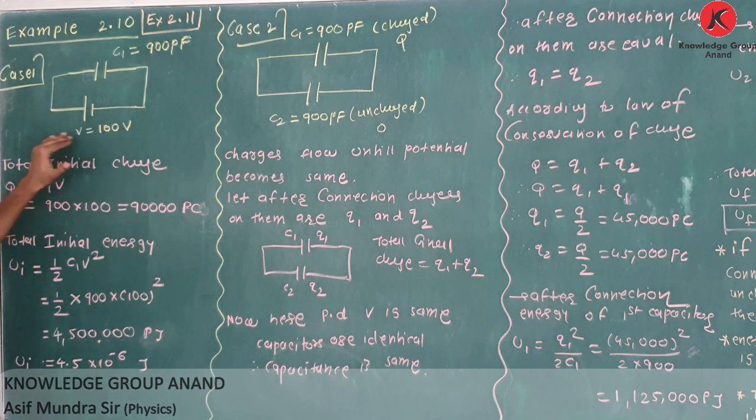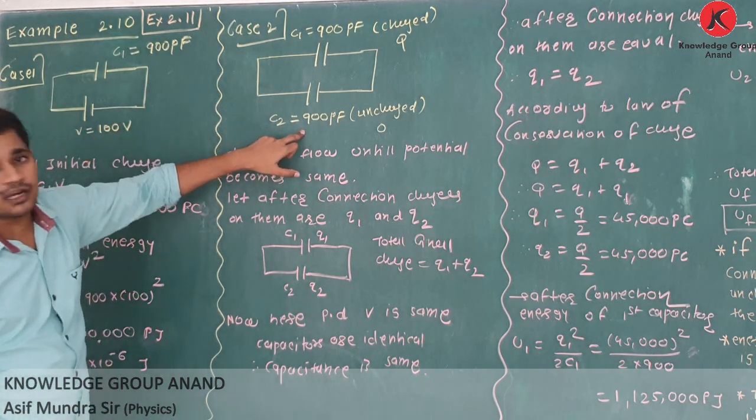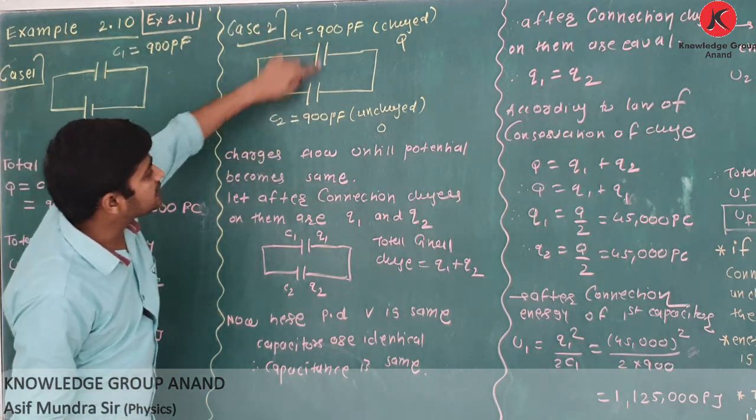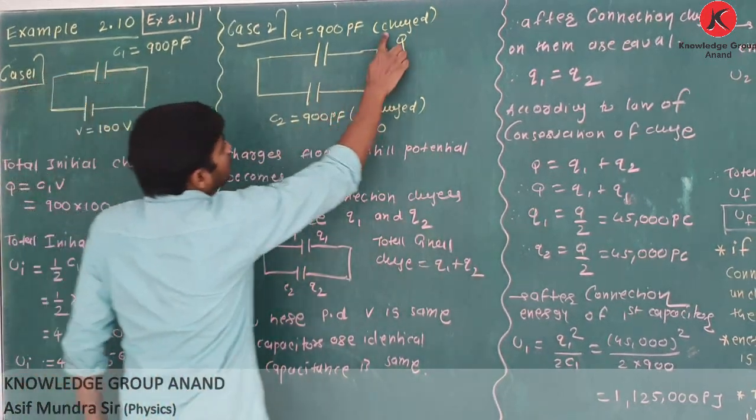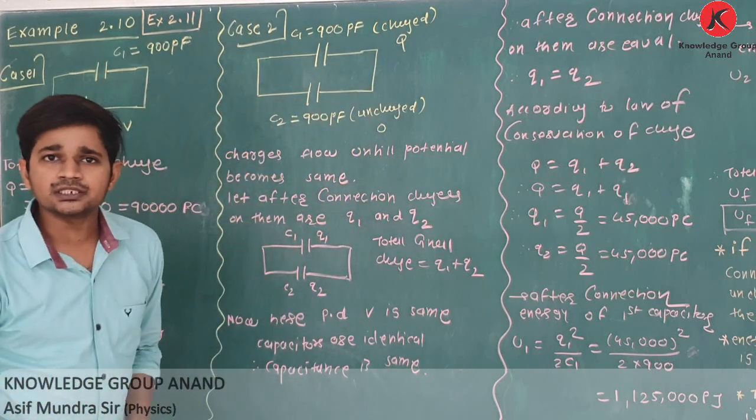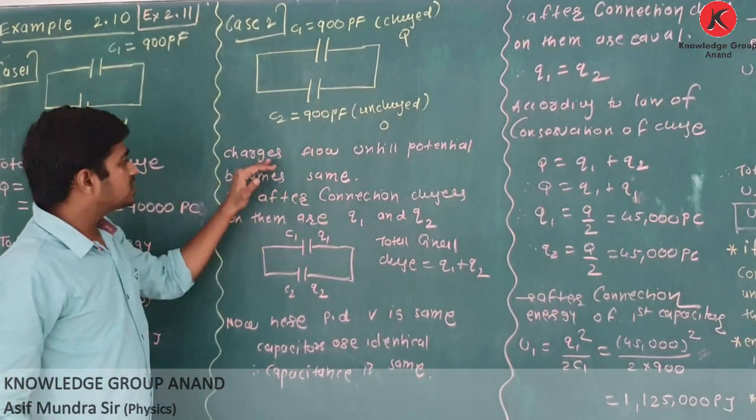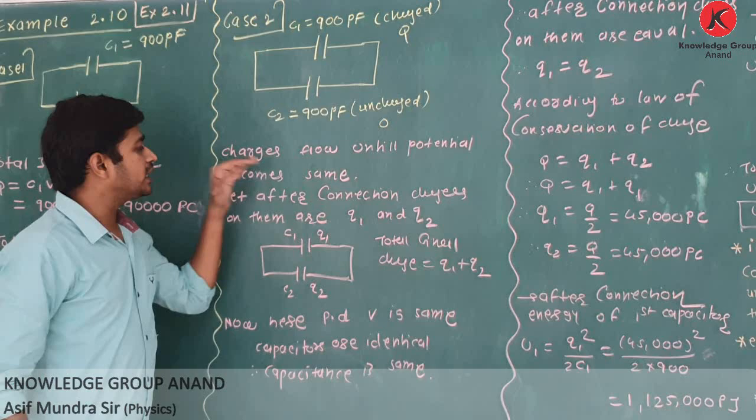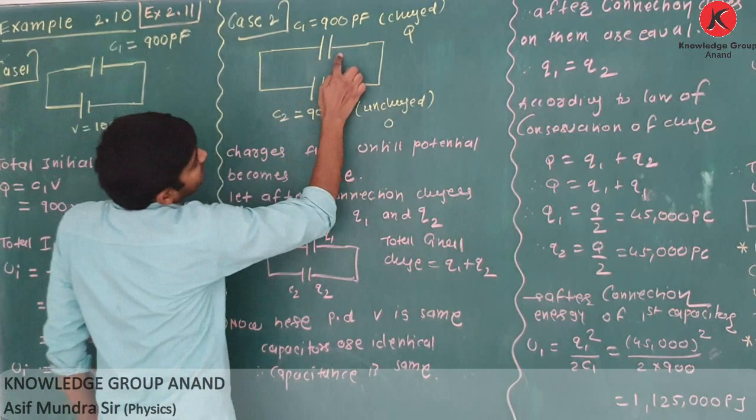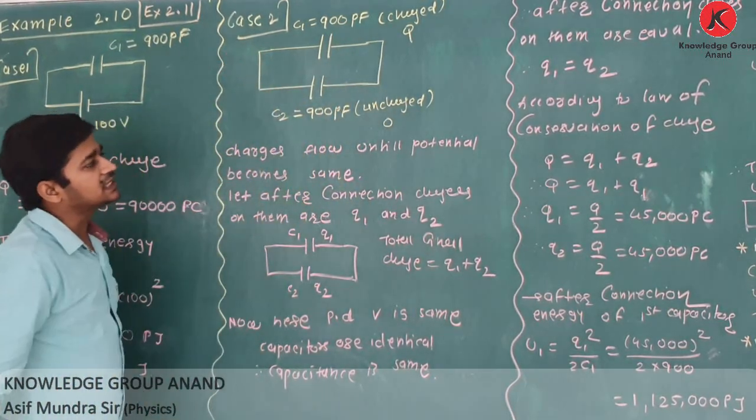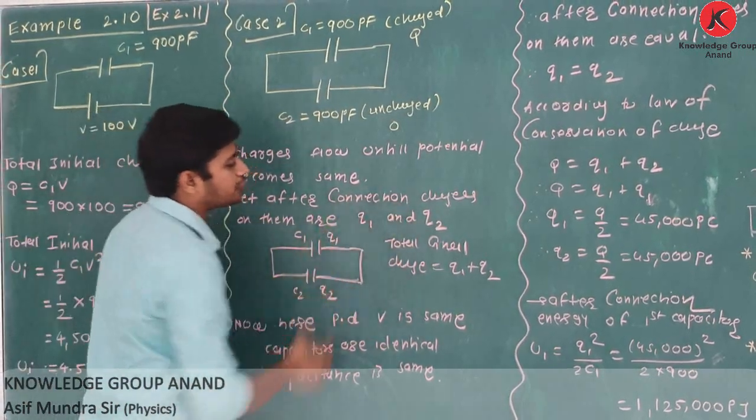Clear? Simple, just calculation. Now this battery is disconnected and this capacitor is connected to another identical capacitor. Identical means the capacitance is the same, but it is uncharged. Now you know that when a charged capacitor is connected with an uncharged capacitor, this capacitor gets discharged and the other is charged. Charge flows until their potential becomes the same. So charge on this capacitor decreases and charge on the other increases. Let the charges on them after connection be Q1 and Q2.